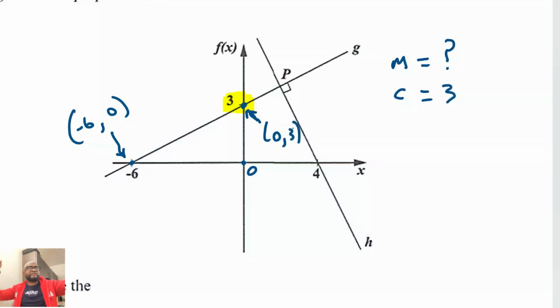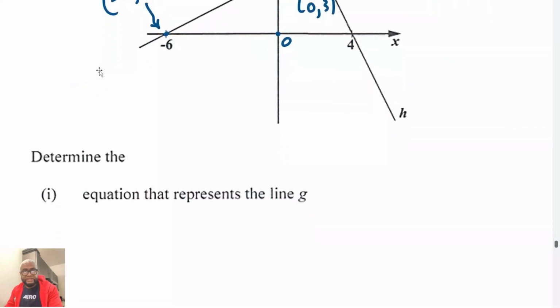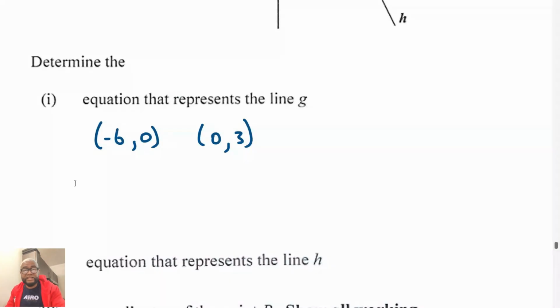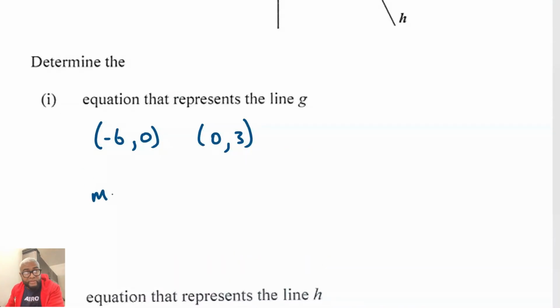So we have the coordinates of 2 points on this line. So we could find the gradient, right? Let me write the 2 coordinates here. We have -6, comma 0, and then we have 0, comma 3. What is the formula for the gradient of a line? Y2 minus Y1 over X2 minus X1.